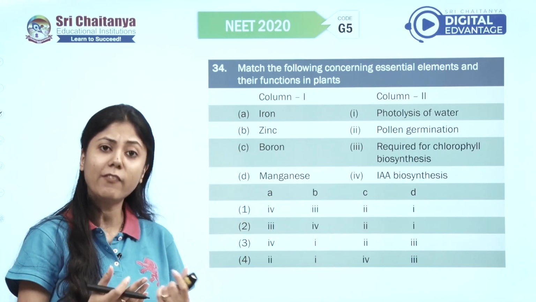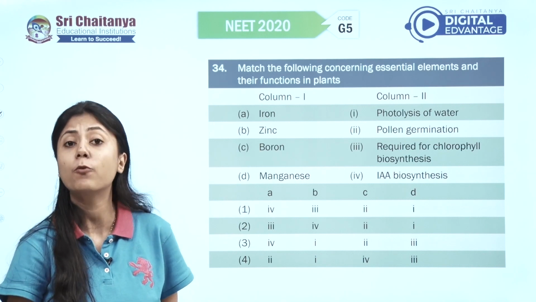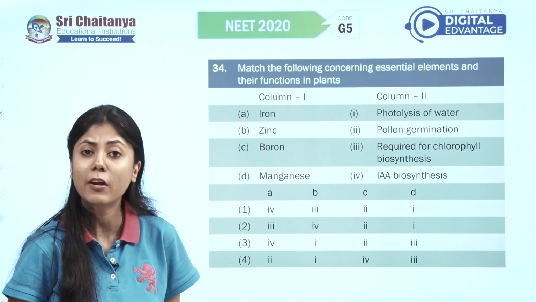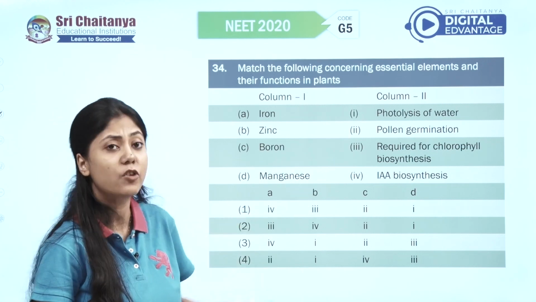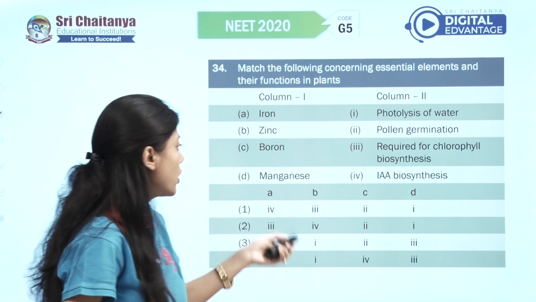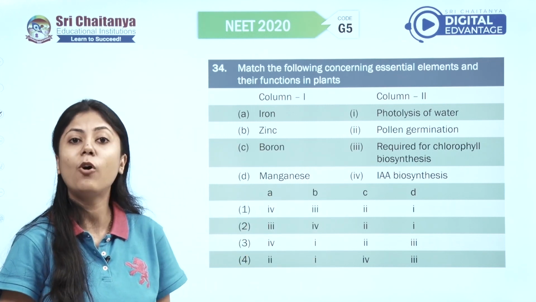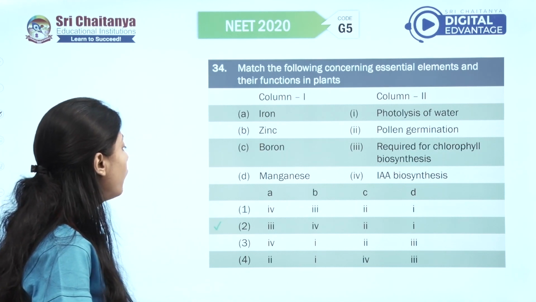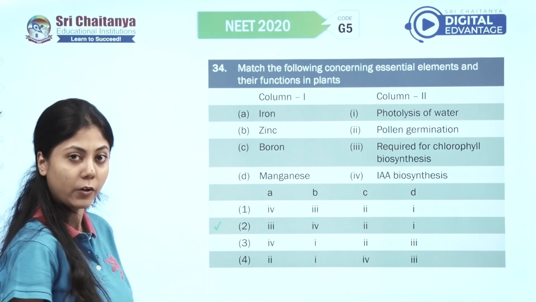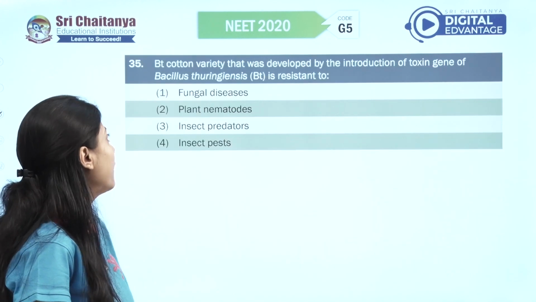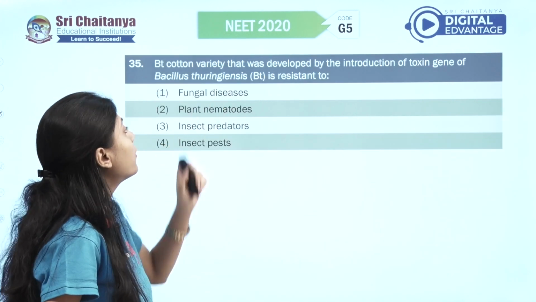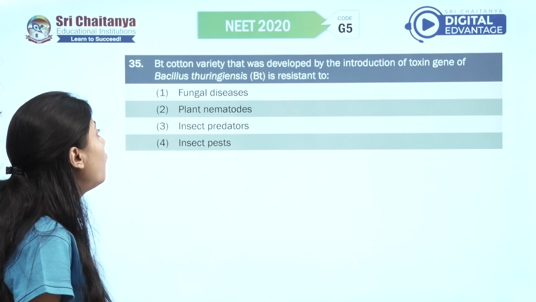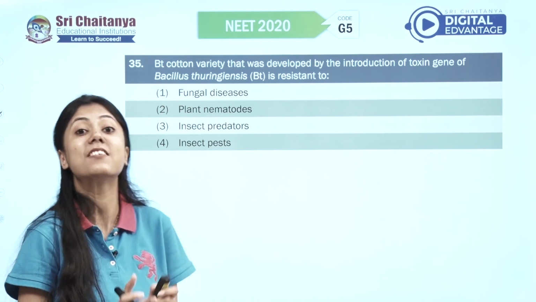Next, boron: you have studied it over and over again in sexual reproduction as well as in mineral nutrition, that without boron, germination of pollen grain is not possible. So boron will match with pollen germination, and manganese is very important for photolysis of water, right? So the correct option here will be option number 3, right? So moving ahead to the next question. BT cotton variety that was developed by the introduction of toxin gene of Bacillus thuringiensis is resistant to?